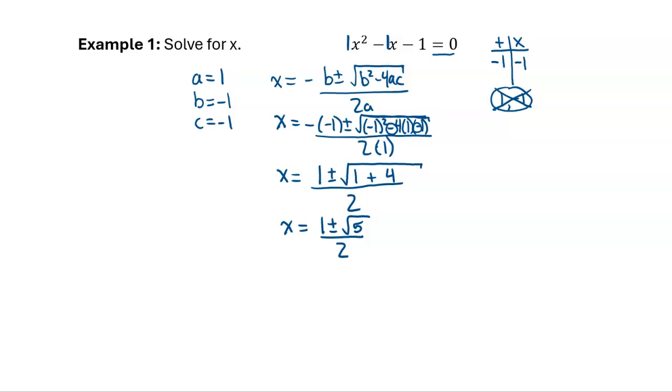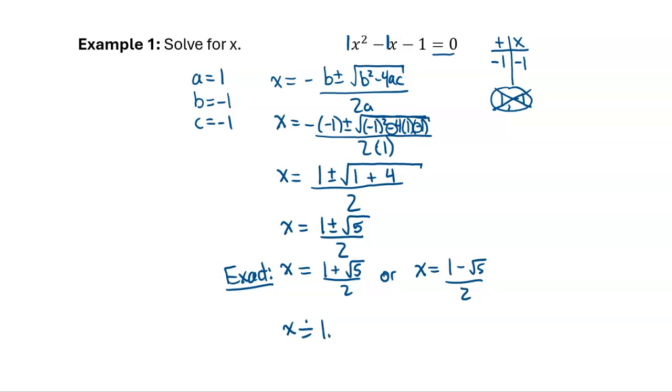And that is actually our exact answer. We could list this as x equals 1 plus root 5 over 2, or x equals 1 minus root 5 over 2. Sometimes your teacher might ask for an exact answer, and if they do, those are your two answers. But if they're asking for a rounded answer, then we could round this and we get x is approximately equal to 1.618, or x is approximately equal to 0.618.